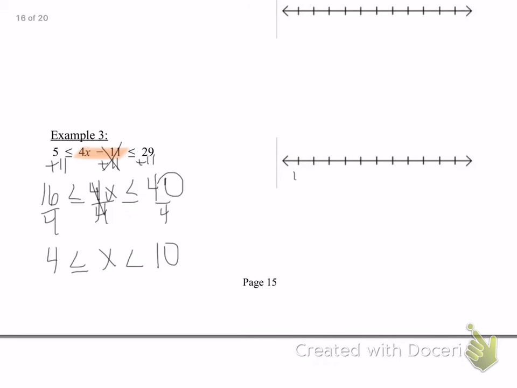So we'll start here with 1, 2, 3, 4, 5, 6, 7, 8, 9, 10, and 11. So our first point will be at 4. That'll be a closed circle. And then our second point will be at 10. That'll also be a closed circle. Connect the dots. So x is between 4 and 10.